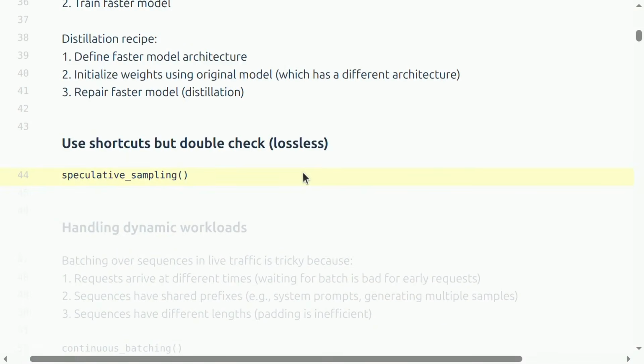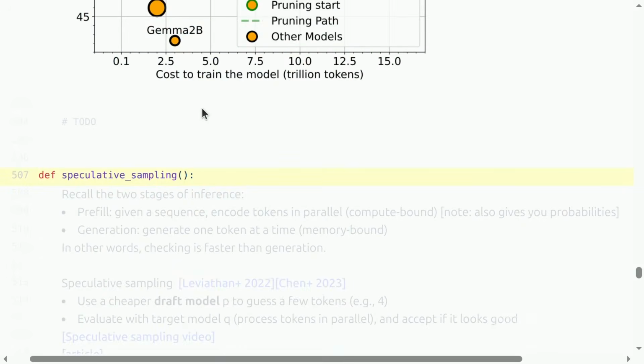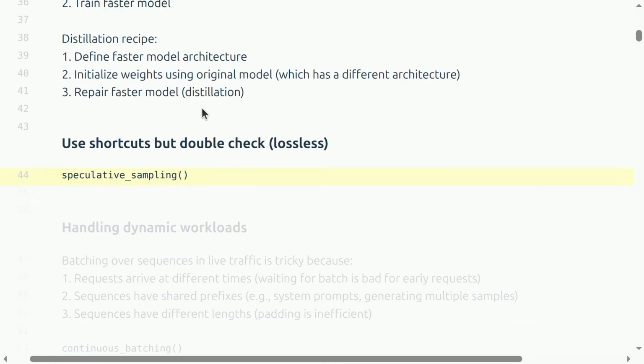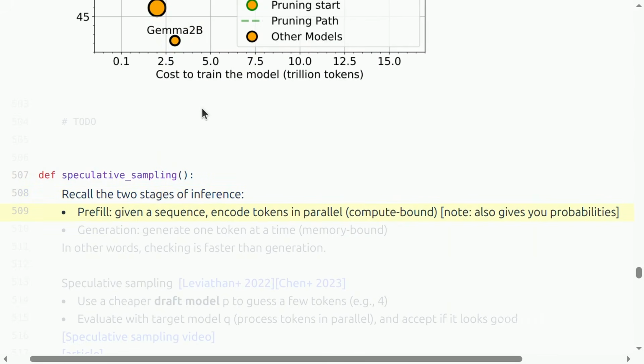Okay, let me quickly go through this other idea. So far we've looked at lossy methods, which really crunch down the KV cache, but it could hurt accuracy. There's a very elegant way of doing this in a lossless way. This is called speculative sampling or speculative decoding. Remember that if you're doing prefill, you can encode all the tokens in parallel, and this also gives you probabilities. This is fast, it's compute bound, and all nice things.